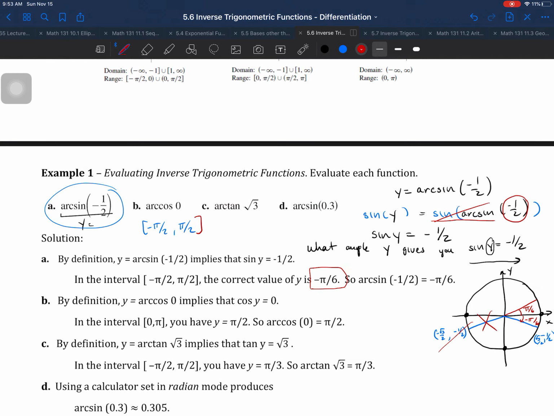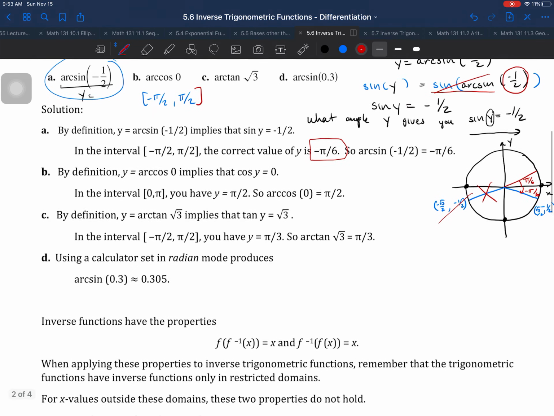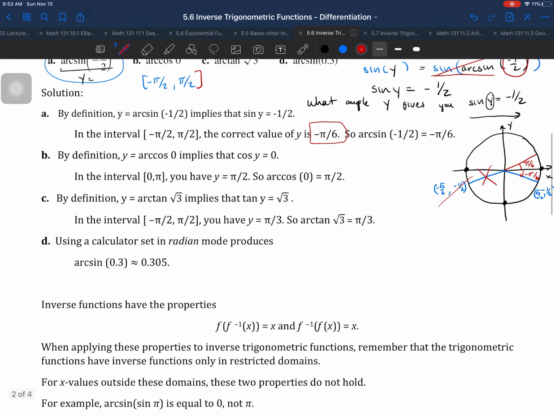There is no direct way you can do this. When you guys are doing this in the test, the expectation will be that you are not using your calculator to come up with these. You'll be using your unit circle, unless it's specified to use your calculator. Anyway, you guys will see this approach, and I'll do that approach again.